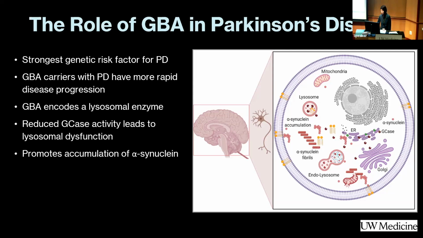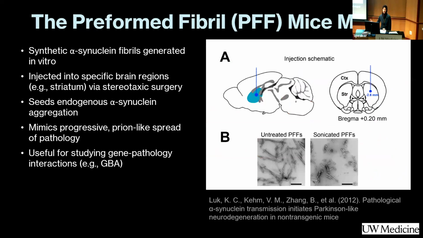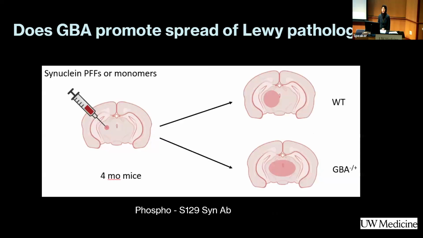To figure out the propagation of Parkinson's disease, we use the preformed fibrils, or PFF, which are synthetic alpha-synuclein fibrils generated in vitro and injected here in the striatum. We use the PFF in two types of mice, wild type and GBA heterozygous. And here we can see that the PFF has spread throughout the brain.